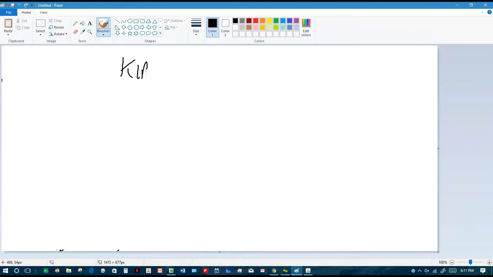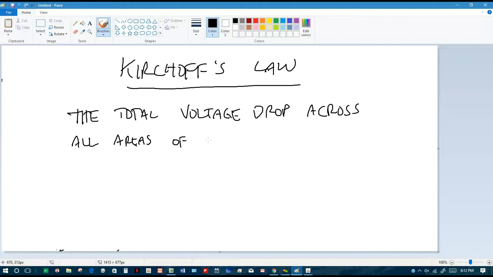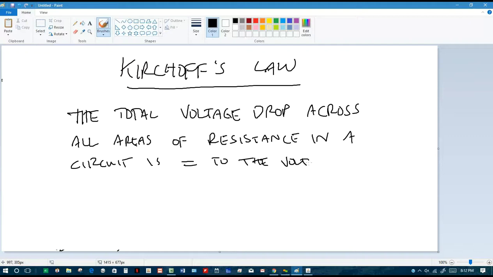This is referred to as Kirchhoff's law. The total voltage drop across all areas of resistance in a circuit is equal to the voltage of the battery.